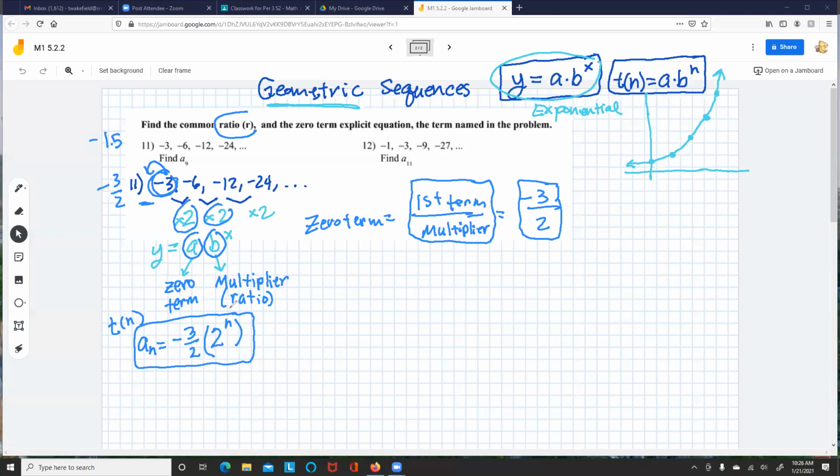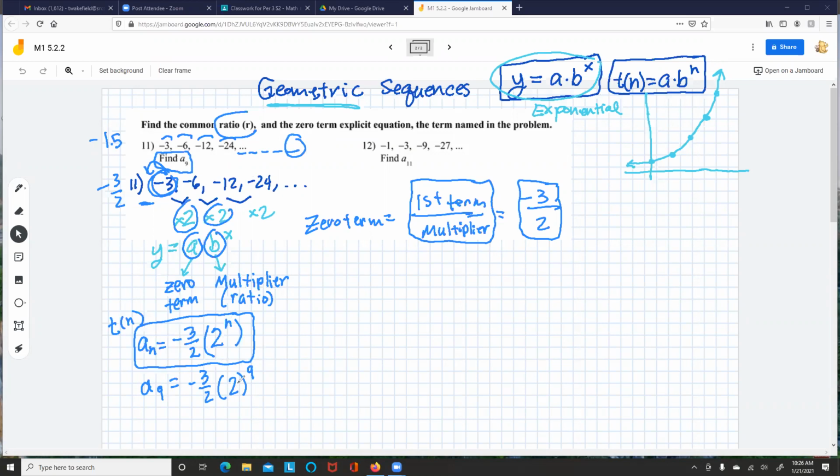So if I plug in 1 into this equation, it should give me negative 3. If I plug in 2, it's going to give me negative 6. If I plug in 3, negative 12. If I plug in 4, negative 24. We want to find a of 9, which is the ninth term, right? So 1, 2, 3, 4, 5, 6, 7, 8, ninth term. So to quickly do that, we're going to plug in 9 into this. So a sub 9 is equal to negative 3 halves times 2 to the ninth power.